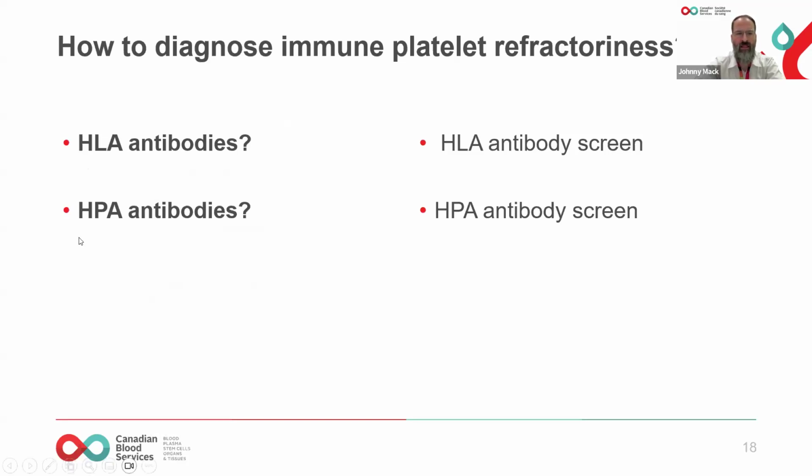There are 2 important tests that can be done, and we suggest doing this in a stepwise fashion, given the frequency that we see between HLA antibodies and HPA antibodies, with HPA antibodies being much less common. The 2 tests would be screening for those antibodies. There's a test to screen for HLA antibodies and tests to screen for HPA antibodies. As Dr. Steyn presented in her case, the initial screen is done for HLA antibodies.